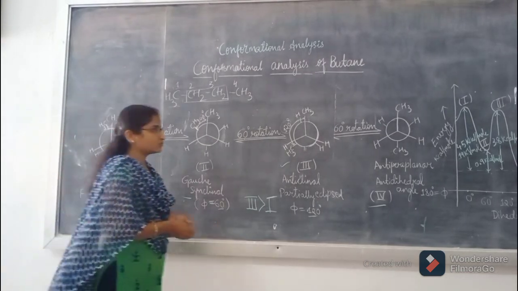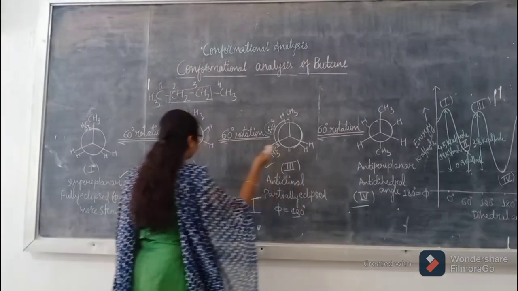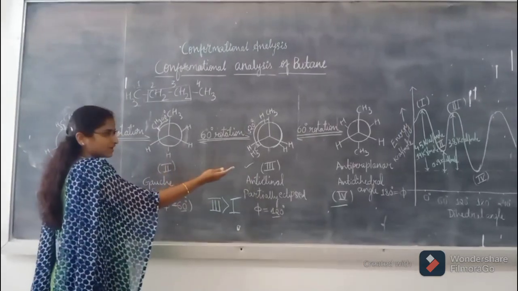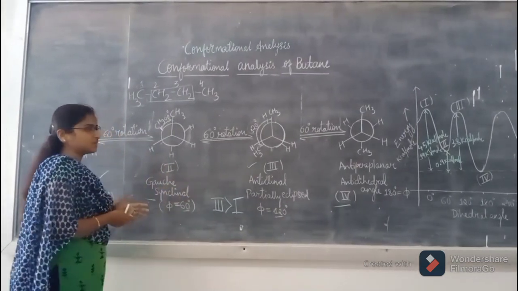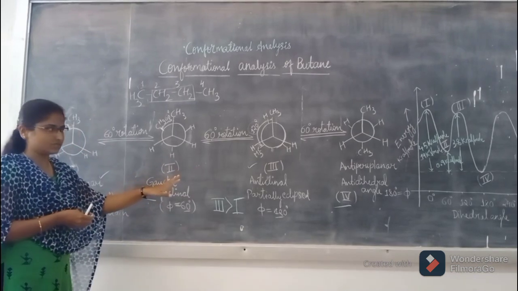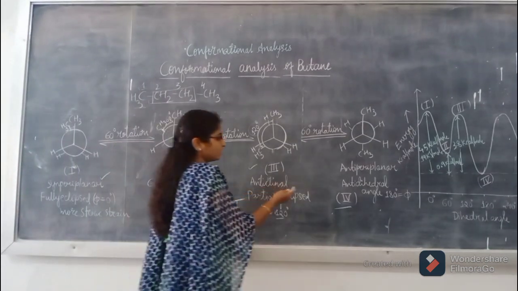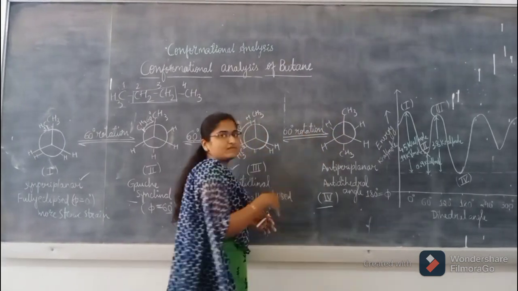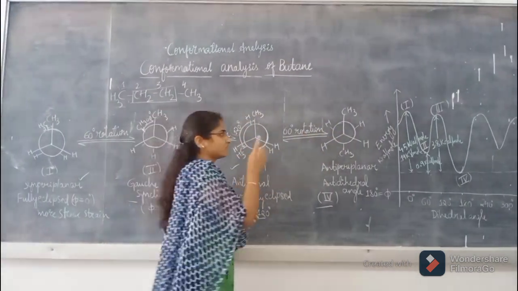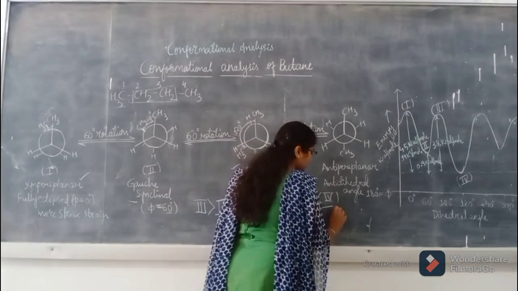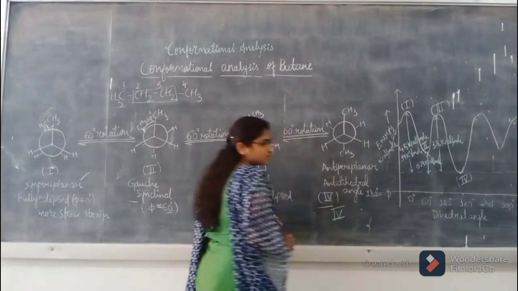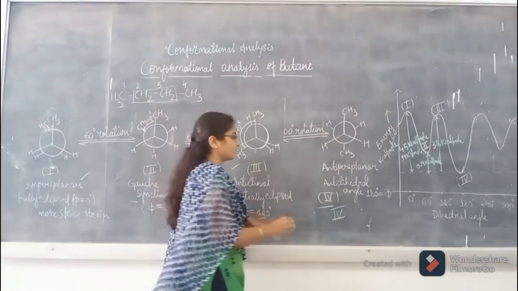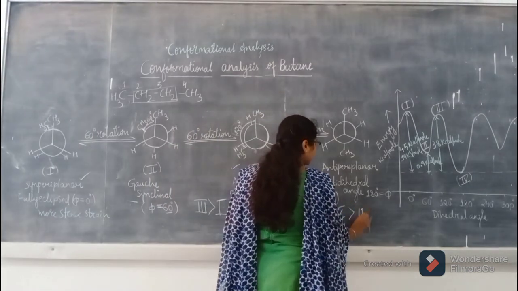So moving to the staggered conformations, that is the fourth and the second. These two are the staggered conformations. So write the stability order between these two conformations. See here, in the fourth conformation, the two methyl groups are lying far away from each other. So there is very little steric strain between the two methyl groups. So the fourth conformation will be more stable than the second conformation.